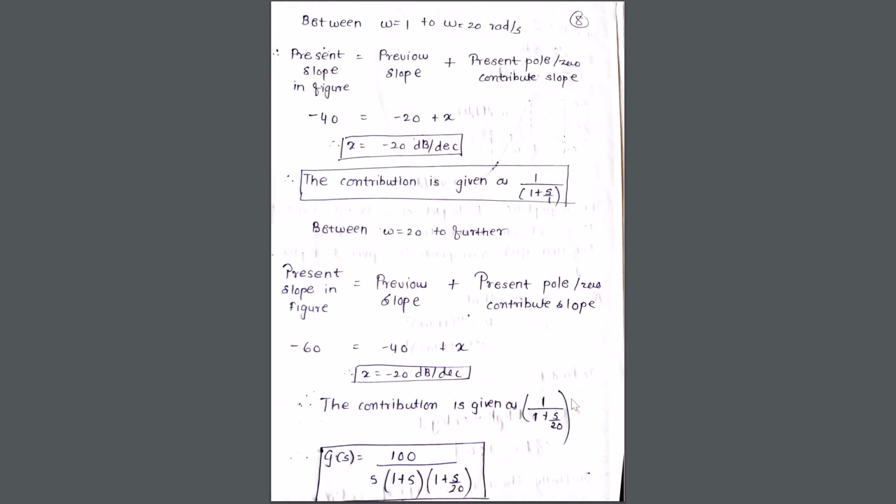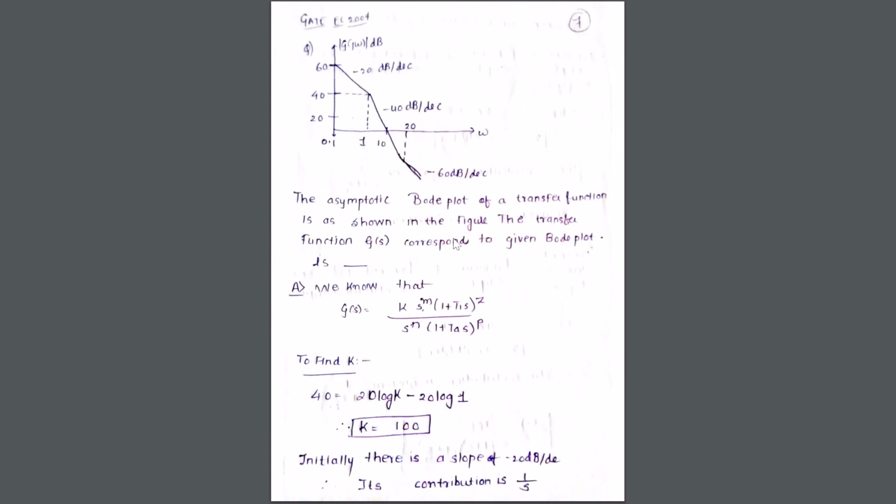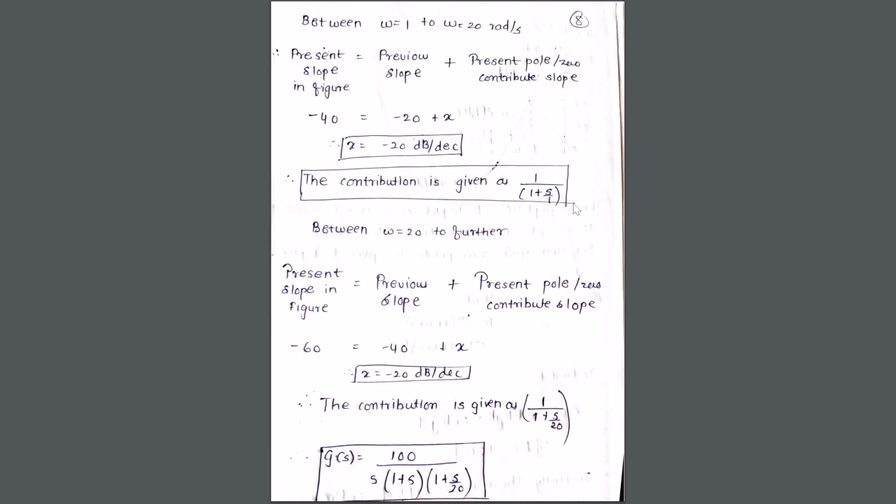Hence if I just write the final transfer function, I get the value of 100 from here, k. I get 1 by s as the initial slope. Then I have 1 upon 1 plus s and 1 upon 1 plus s by 20. In such a way I get my final transfer function. I hope I'm very clear to you.